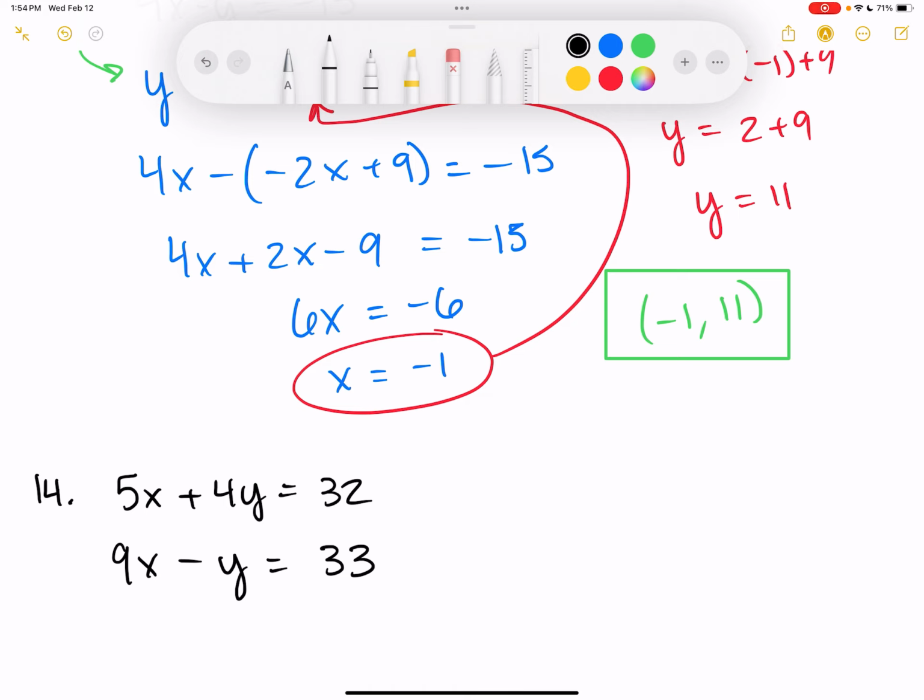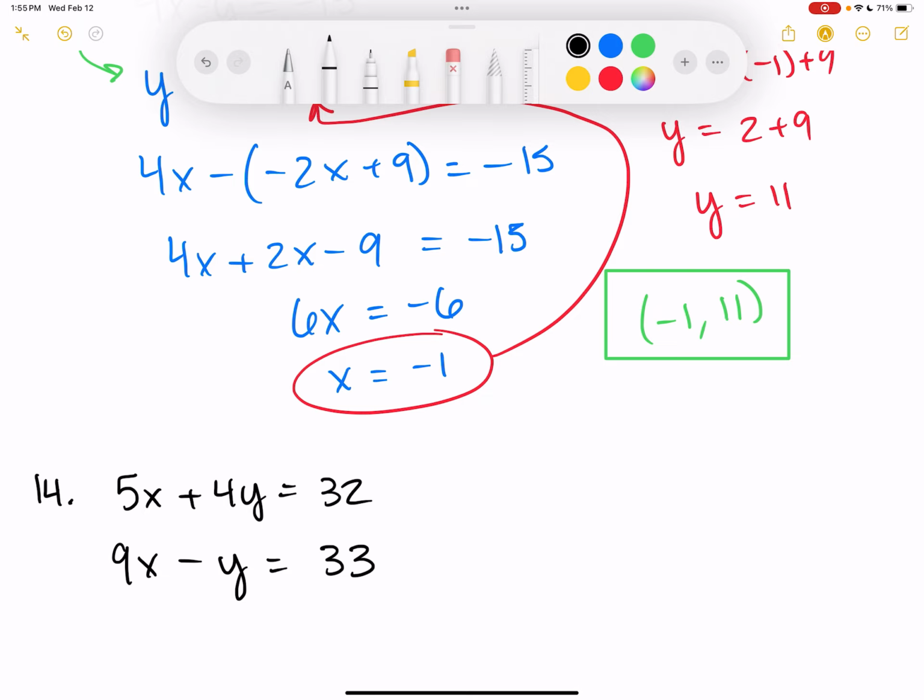Oh, okay. It's not really what I'm looking for. But are any of them just a positive one in front of them? No. So, which one should I choose to solve for? Negative y. For negative y in the bottom.